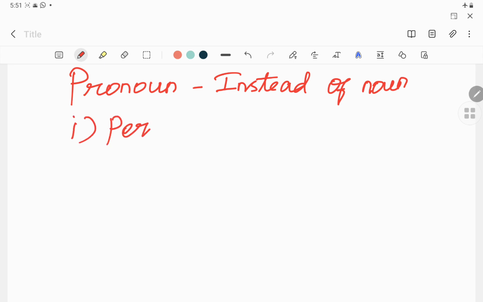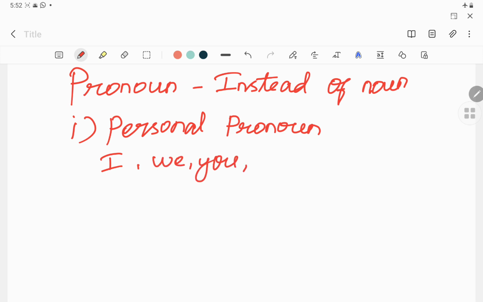So what is the first one? Personal pronoun. For every topic, the first thing is to define what it is. I have told already what a pronoun is. I, we, you, he, she, it, they: these 7 come under personal pronoun. Because we are going to mention a specific person or a thing, we want to use only these 7.